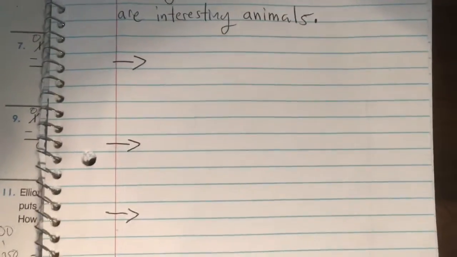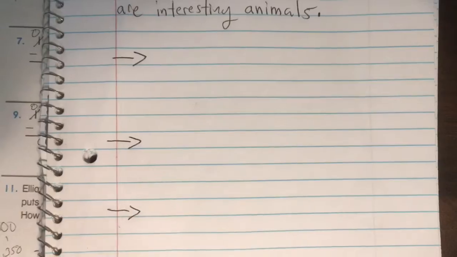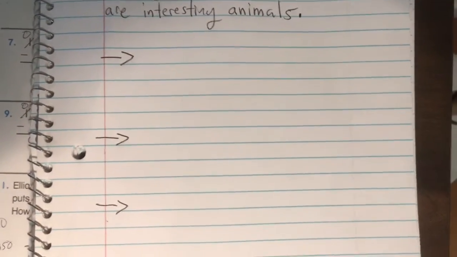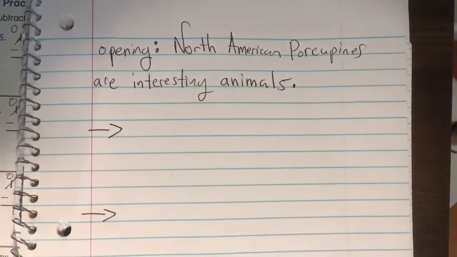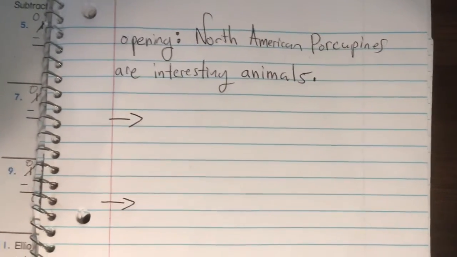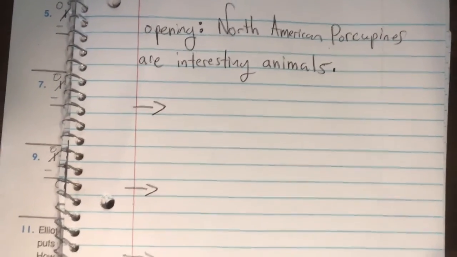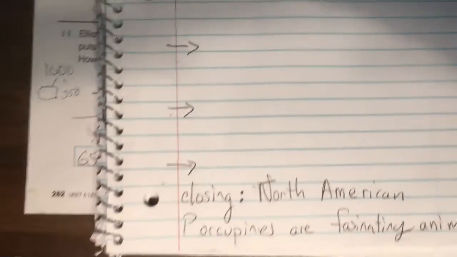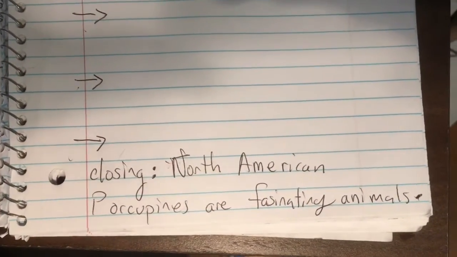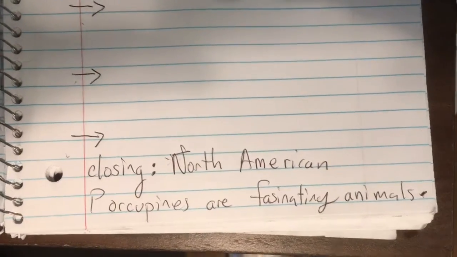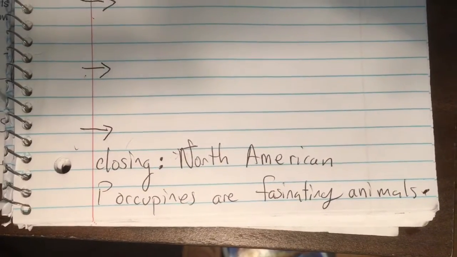Okay, for writing this week, we're going to work on an informational writing, an animal report. I'm setting up my pre-writing by just writing what is going to be my opening sentence. North American porcupines are interesting animals. And then I wrote 1, 2, 3, 4, 5 little arrows. Those 5 little arrows are going to be the facts that I find interesting about the North American porcupine.